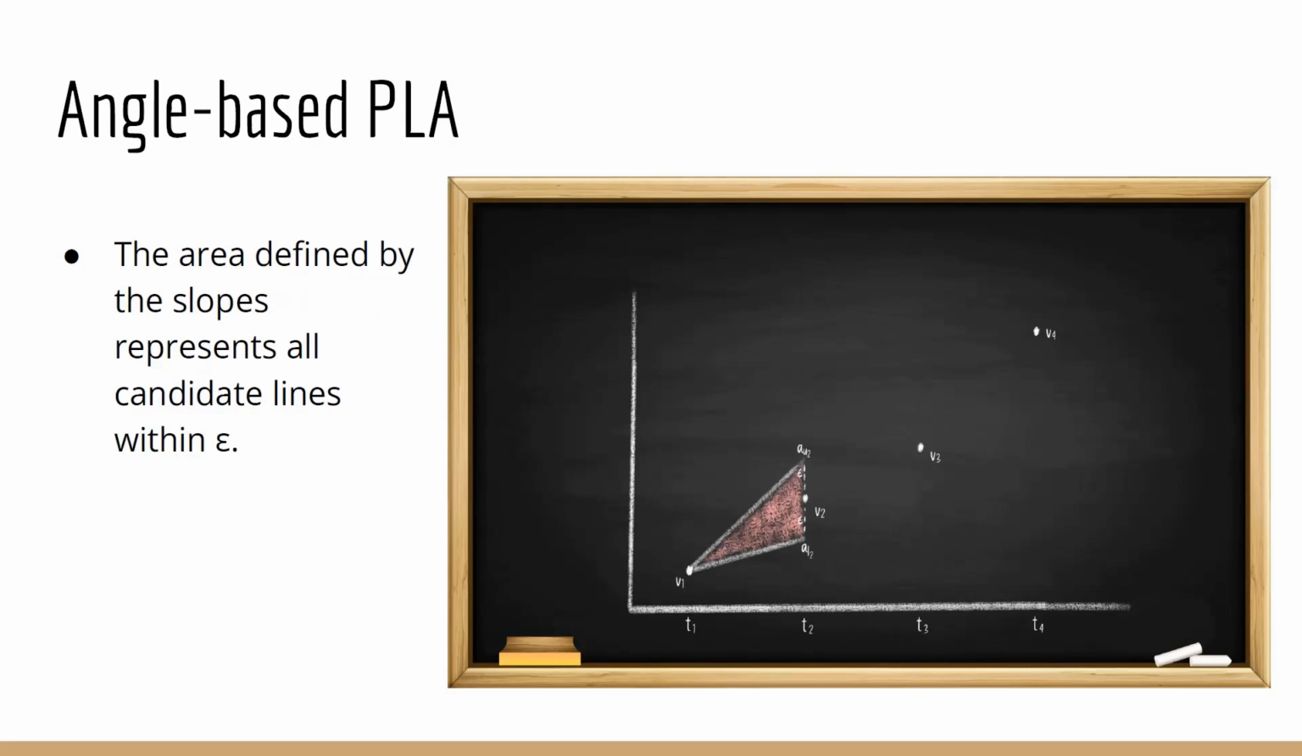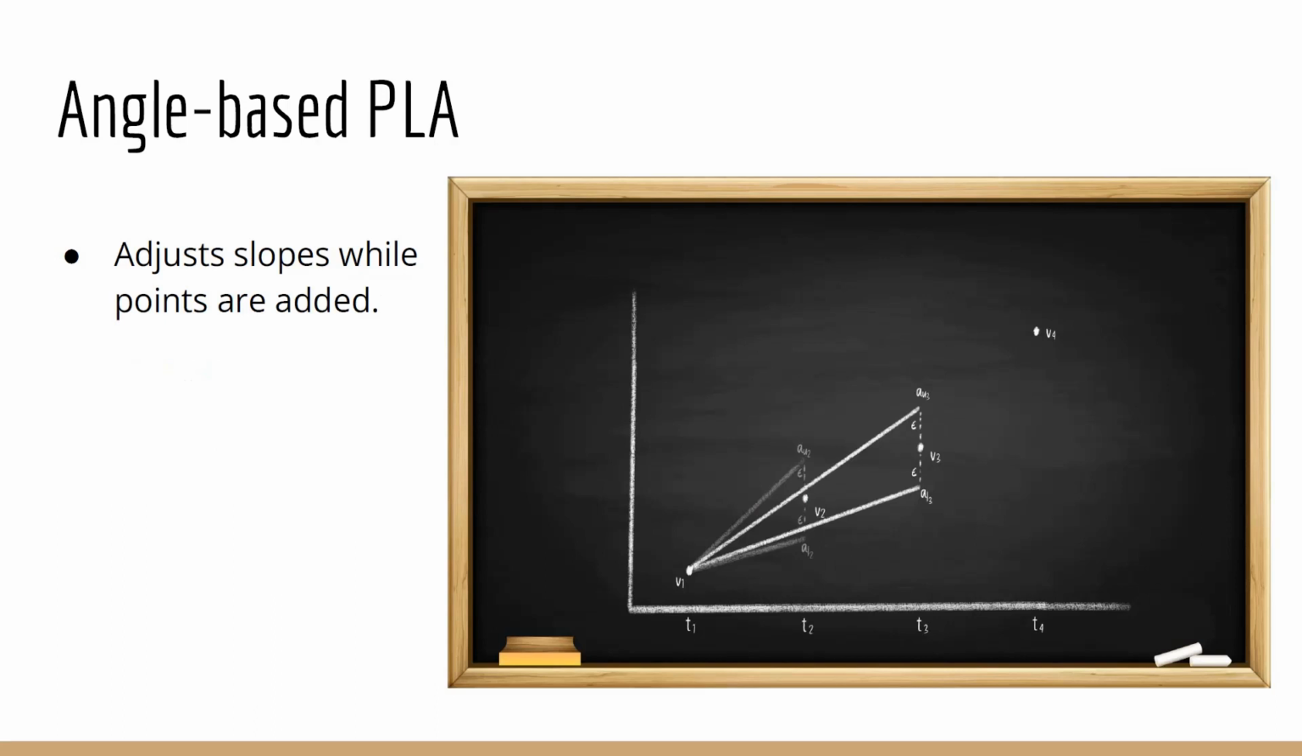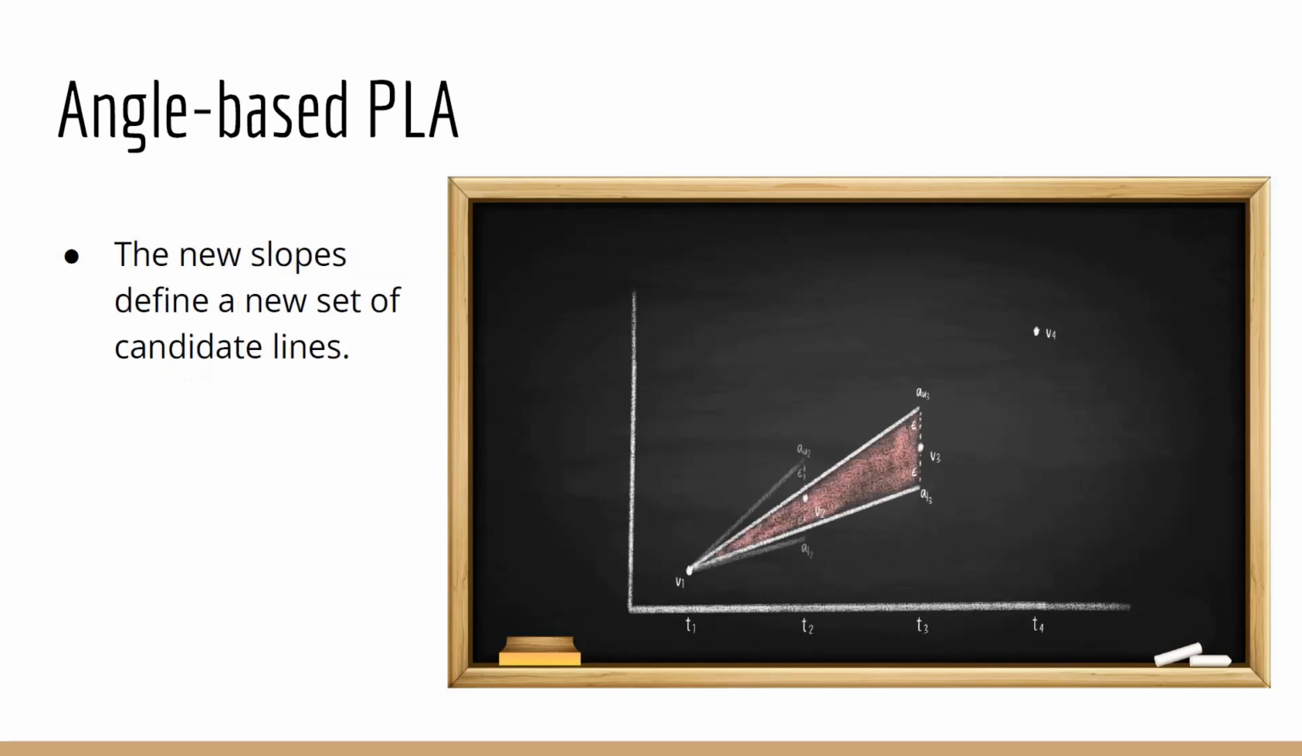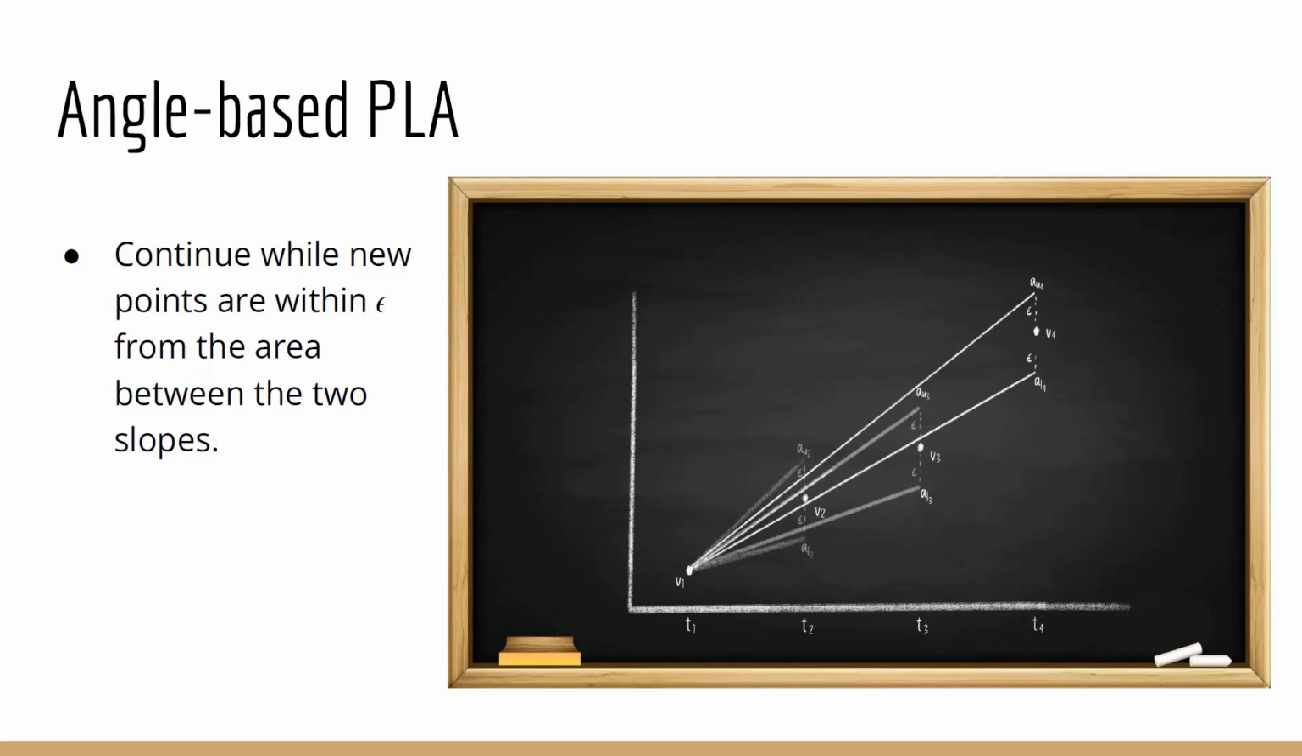As we add points, the two slopes might need to be adjusted, and the new slopes will define a new set of candidate lines. We continue while new points are within epsilon from the area between the two slopes, and we observe how the angle becomes more acute as we proceed. If a new point is not within epsilon, then we have to start a new segment.